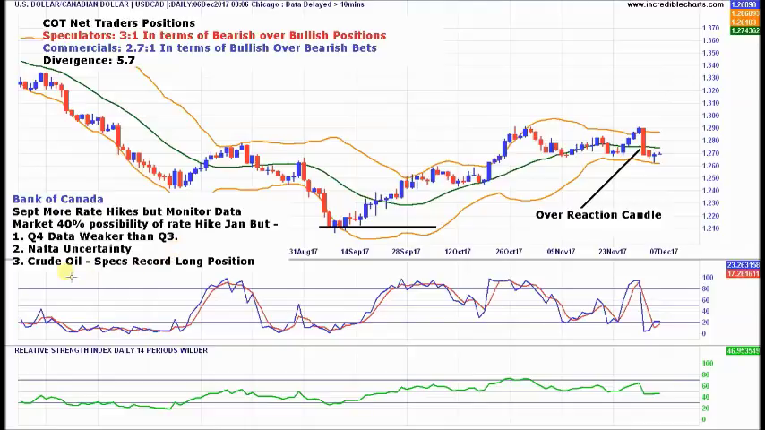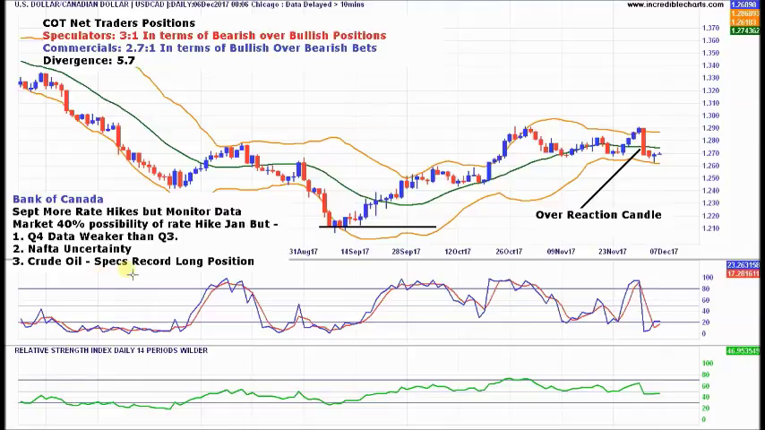The last bearish fundamental for the CAD, not the USD, sorry, it's crude oil. Crude oil has lent some support. It did on the overreaction candle because crude oil has been surging to the upside. But it's only speculators doing it. It's got nothing to do with supply and demand. And, you know, for me, the media reporting of crude just doesn't bear any resemblance to the facts.